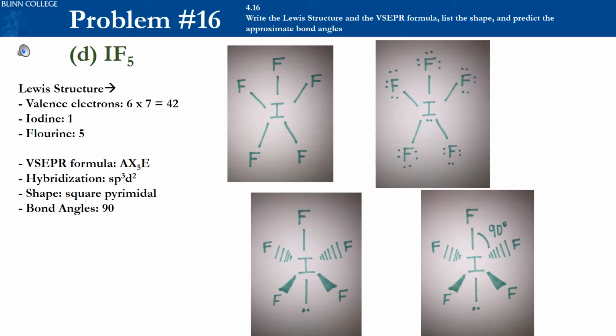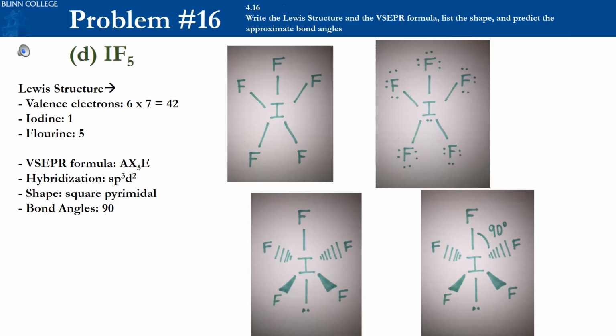Now on to part D of problem 16. We are dealing with an iodine atom and 5 fluorine atoms. To determine the total number of valence electrons, the iodine and fluorine atoms each have 7. Therefore, the total is 6 times 7, which is 42 valence electrons. To draw the skeletal outline, the first step of the Lewis structure, we'll look at its molecular formula again and know that iodine is the central atom and the fluorine atoms are distributed around iodine.